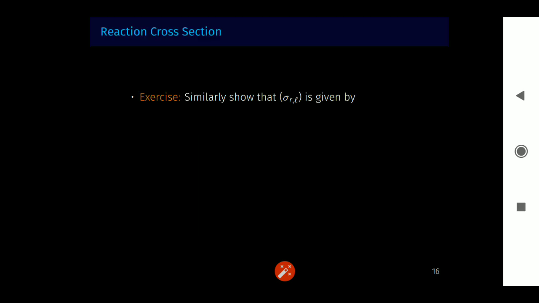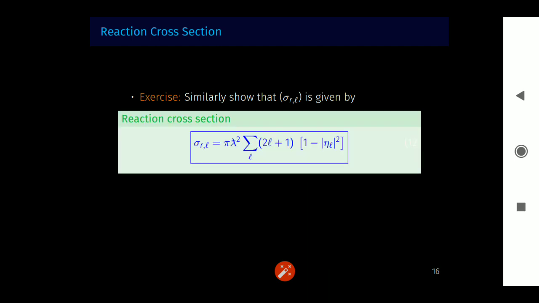Then reaction cross section. So reaction cross section can be determined exactly on similar lines. Only thing is one has to use the right wave function to get the reaction cross section. So if you use that, then you can derive this expression for reaction cross section, which is pi lambda bar square times summation of 2L plus 1 times 1 minus modulus of eta L whole square. So this is the difference between scattering cross section and reaction cross section. For reaction cross section, modulus is now only for inelasticity parameter eta L.